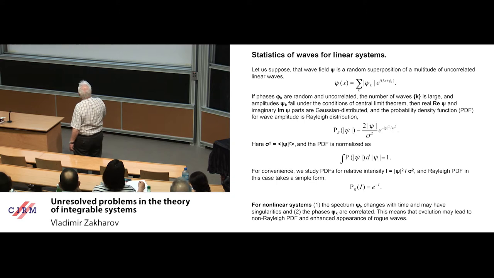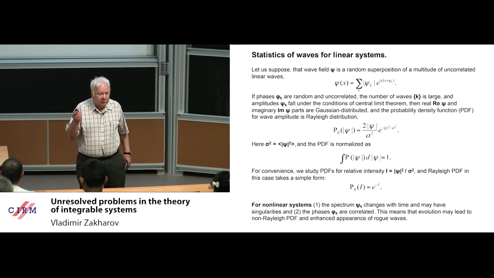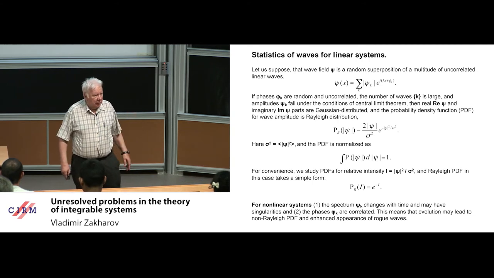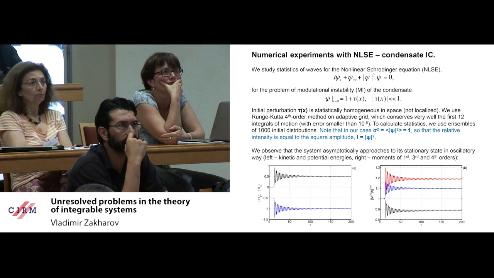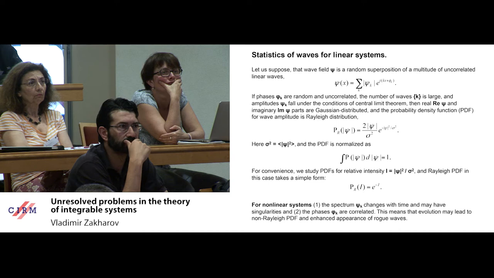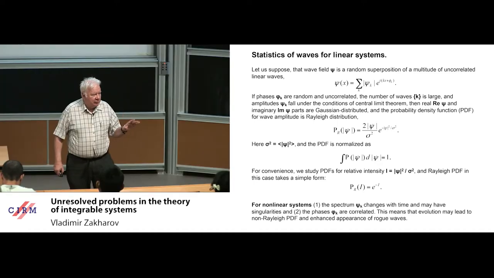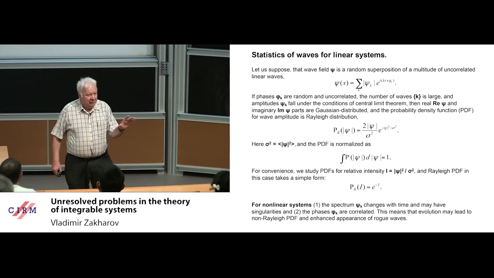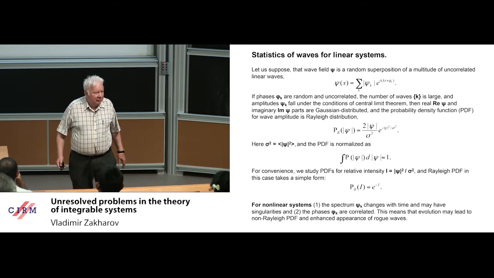The main question we address is, what's the distribution of amplitude? What's the PDF, the probability function for the amplitude of psi? In the linear theory, it would be the Rayleigh function with some dispersion. What really astonished us is that if you wait for a long time, in all the experiments we also observe formation of a Rayleigh distribution with a different dispersion depending on the initial data. And so far, no explanation for this fact.